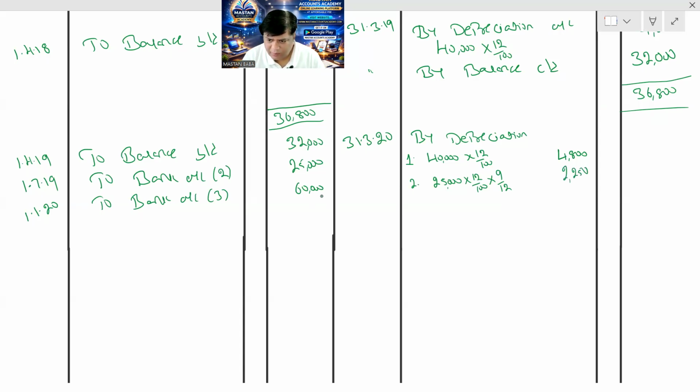And here students, in the same year they purchased third machinery also for 60,000. Can you tell how many months third machinery have been utilized by the organization? From January to March. January to March means obviously it's only for 3 months. 60,000 into 12 by 100 into 3 by 12. So calculate ma. 60,000 into 12 by 100, 7,200, and here 12 cancel, 600 into 3. You'll get 1,800 rupees. 1,800.